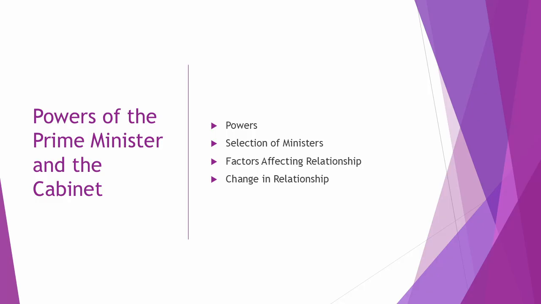An example of one of these factors affecting a Prime Minister's choice of ministers is when Theresa May appointed Boris Johnson as Foreign Secretary in 2016 to maintain party unity by including Brexit supporters in her government.